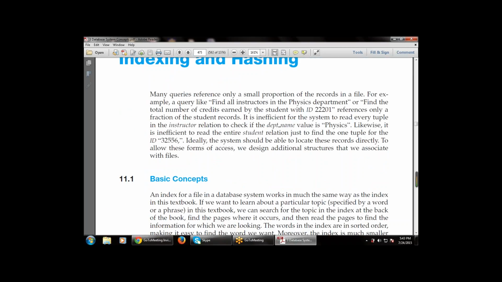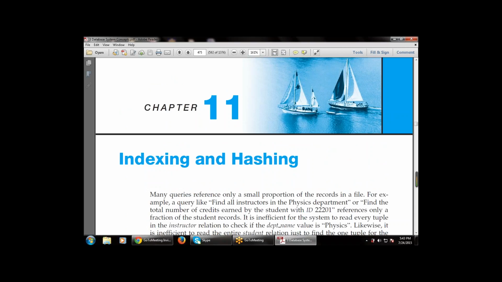Next is chapter number 11, indexing and hashing. That is, what the index method and the hash method are, which are used for the database file structure and for database accesses. I am going to start this in the next class, in Monday's class. So in Monday's class I'm starting a new chapter, chapter number 11, indexing and hashing.